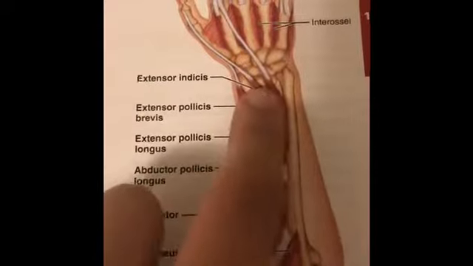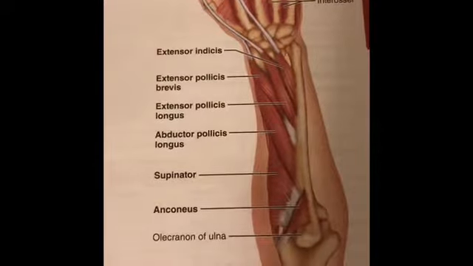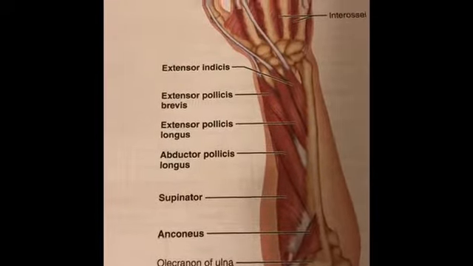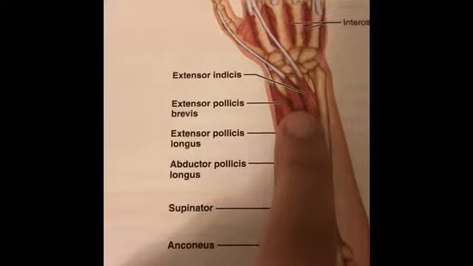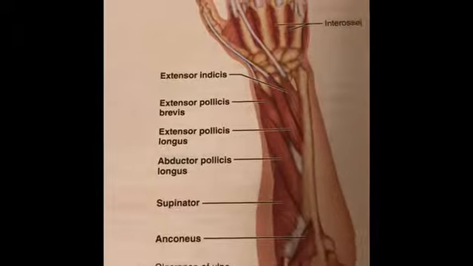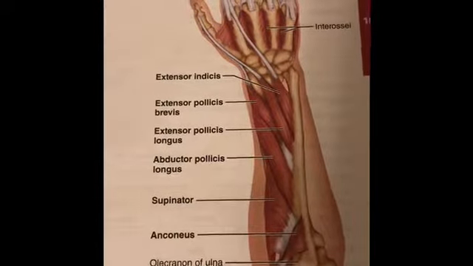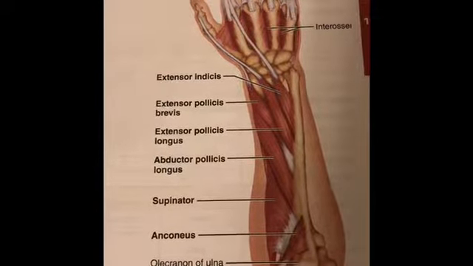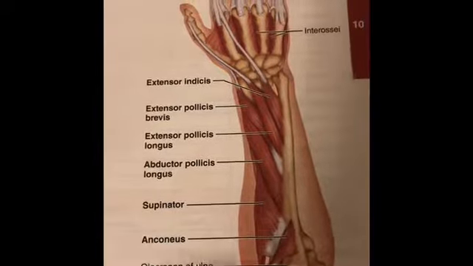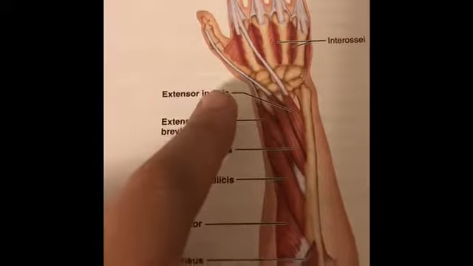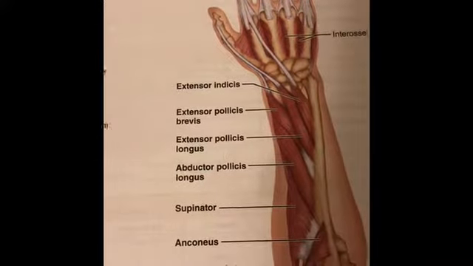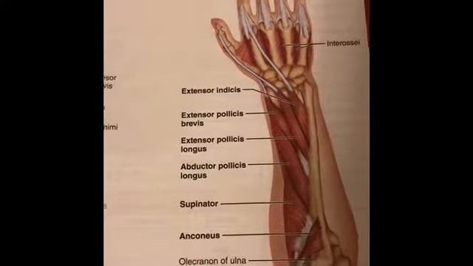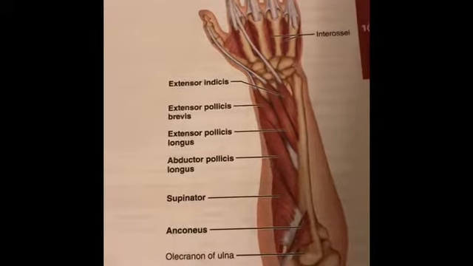So first we have the extensor indicis. The origin is the posterior surface of the distal ulna and interosseous membrane. The insertion is the extensor expansion of the index finger, and it joins the tendon of the extensor digitorum. Its action is to extend the index finger.